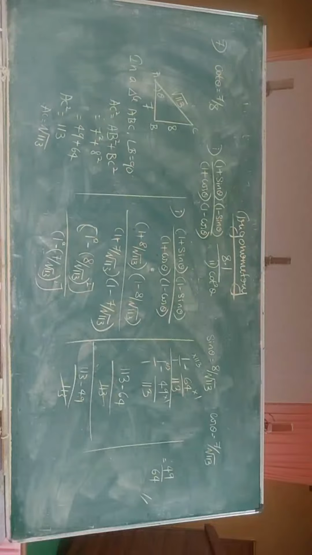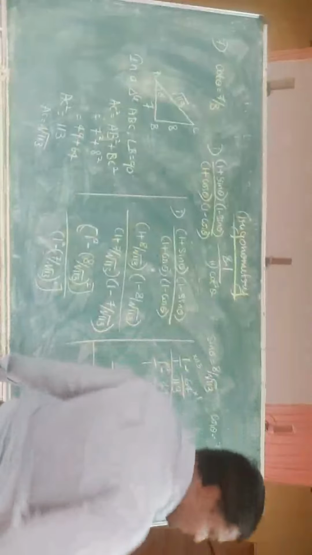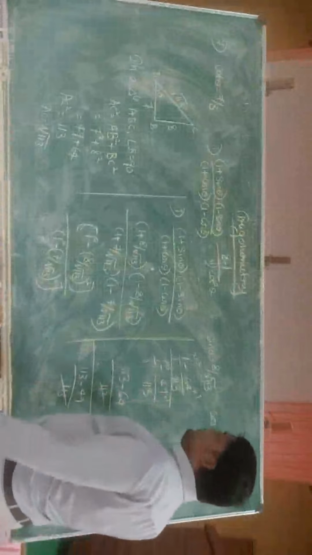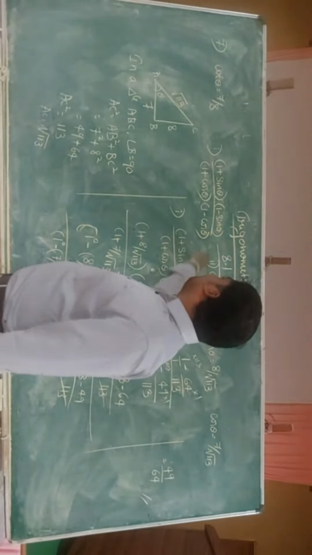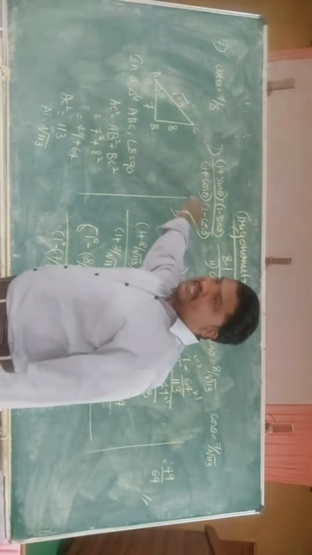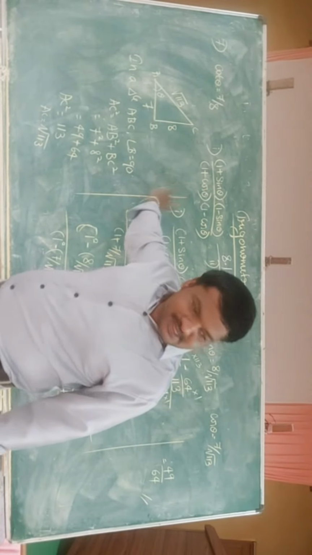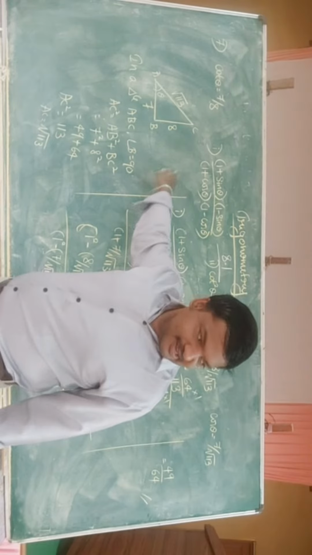Is finished? Can you take the next example? Next, the 8th one. Sorry, one more is there: cot square theta. Both answers will be the same. In PUC we will learn that there is one more identity: cot square theta is equal to (1 plus sin theta)(1 minus sin theta) divided by (1 plus cos theta)(1 minus cos theta). In PUC we will learn.